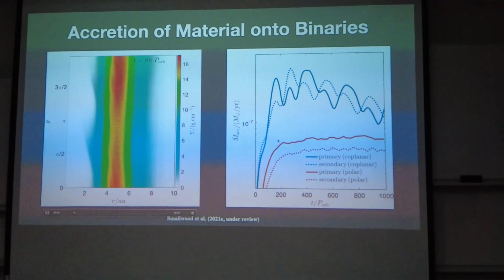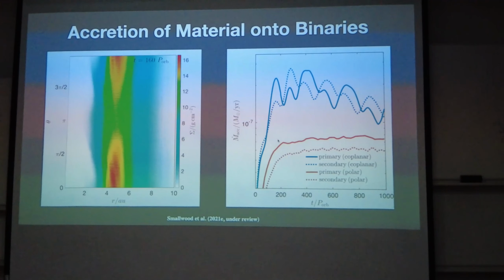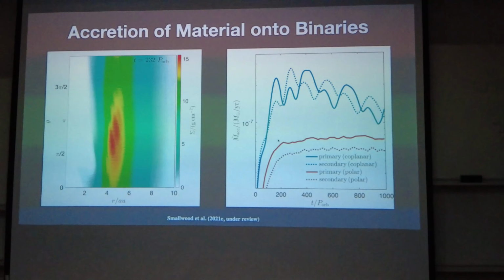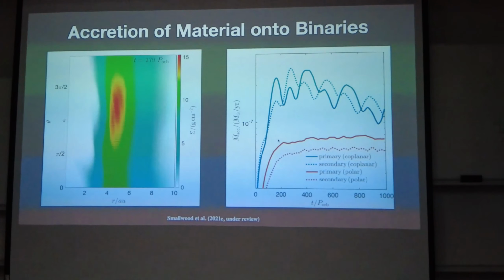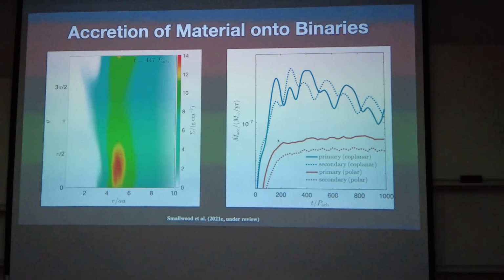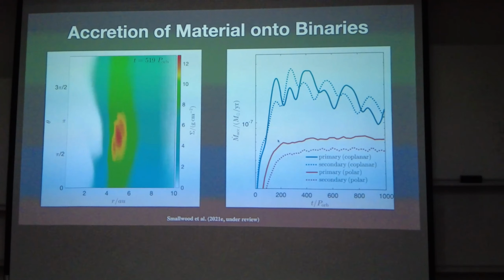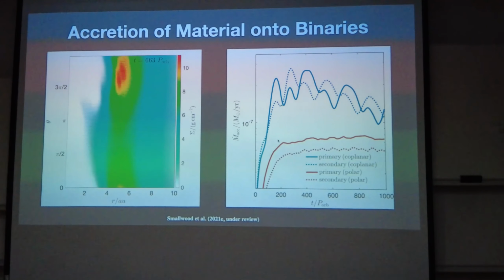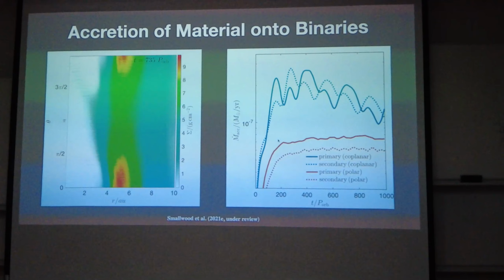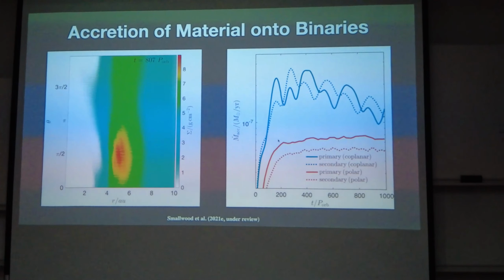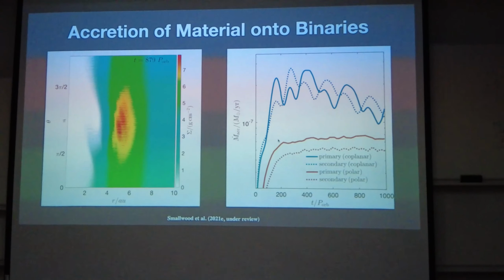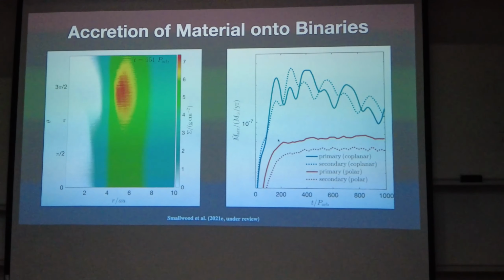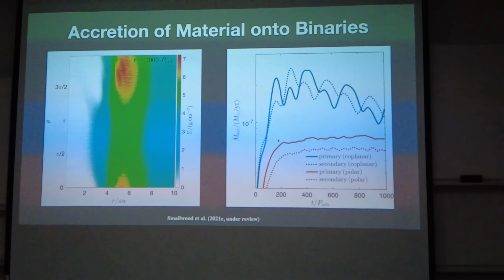It has an azimuthal angle on the y-axis as a function of radius, and you see the clump that's moving. That just means it's orbiting around the disk. When we look at the accretion rates for these two cases, coplanar and polar disks, you can see for the coplanar disk, given in blue, the accretion rates oscillate. That means there are times when the accretion onto the primary star is greater than the accretion onto the secondary star, and vice versa.